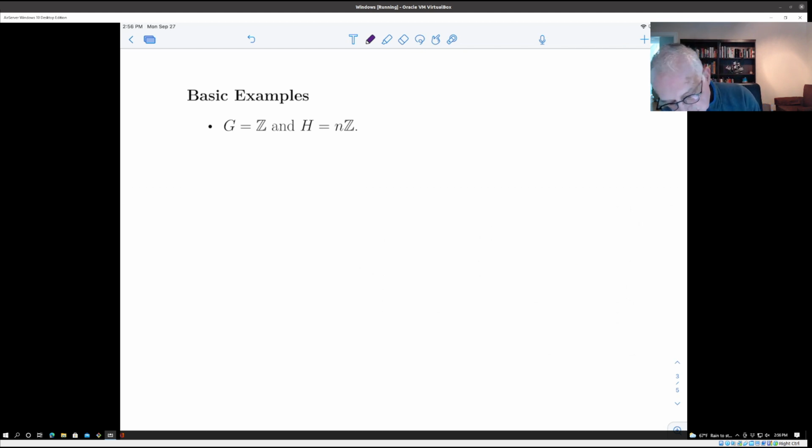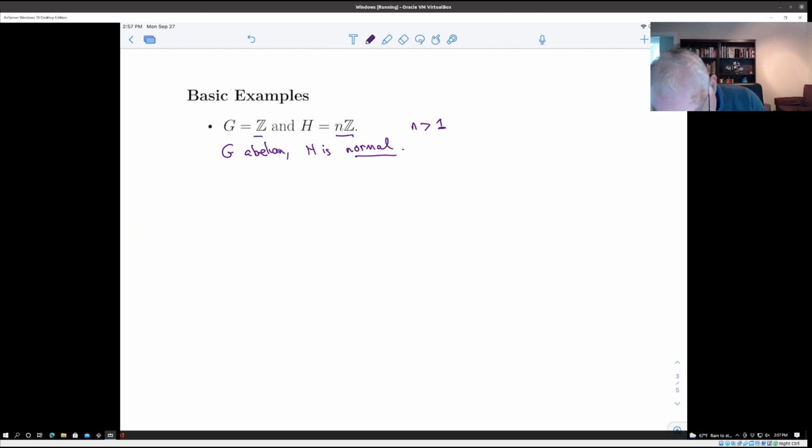So let G be the group of integers, and H be the subgroup of G which consists of multiples of a number n. And let's assume, just for the sake of making this not trivial, that n is bigger than 1. So H is a subgroup, and remember that since G is abelian, H is normal. Every subgroup of an abelian group is normal.